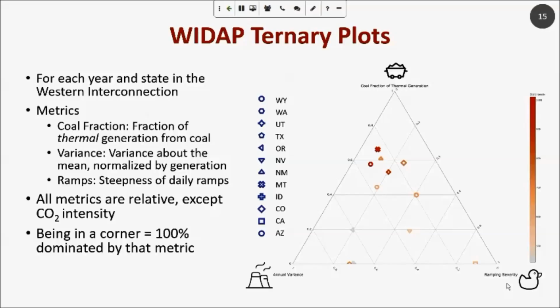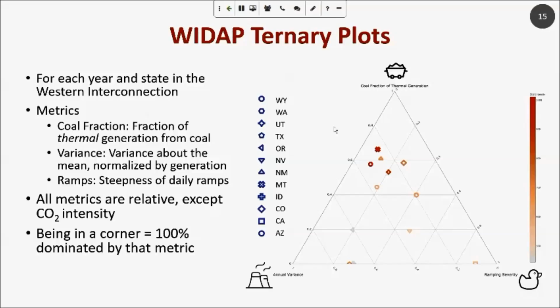So a couple other things to note. On the left is a legend for the different states. So you can find every character in this plot represents a different state. This plot is actually for the year 2016, and it includes one for every state.